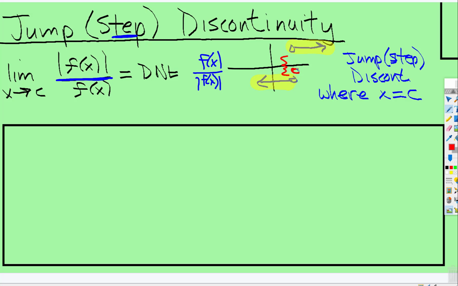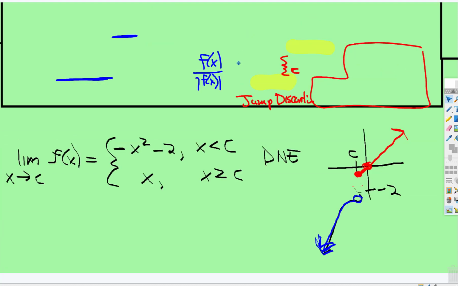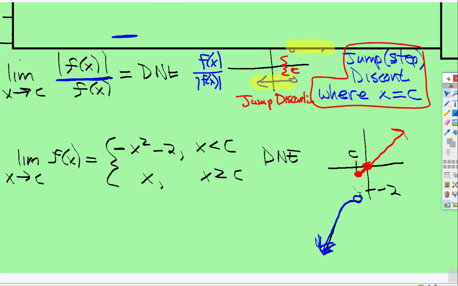value. So you would say, if you see a graph that looks like this and it's asking about discontinuity, you would say this is jump, or you could say step, jump discontinuity, where x is equal to c. Oh, I already have that written down. Duh. All right, so then the next type, ooh, this video is going long, is when you have a piecewise.